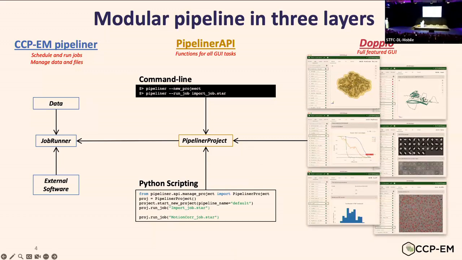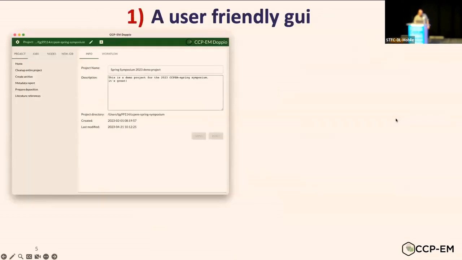So I'm just going to work backwards through these things, starting with the fun bit, the pretty pictures and clicky buttons. So Doppio is designed to be a user-friendly GUI. When you fire it up, you get your project page here, information about your project. On the left panel is kind of project-wide tasks, such as cleanups, generation of reports, which I'll talk a bit more about later in the talk.